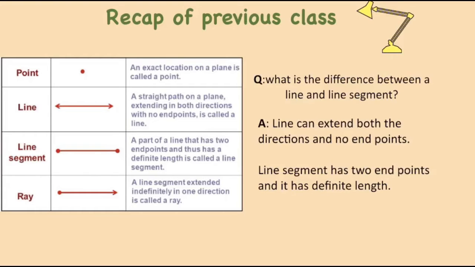Now we will see the difference between a line and a line segment. A line can extend in both directions and doesn't have an end point. Here we can write line AB with arrows on both sides, and a line segment has two end points and it has a definite length.